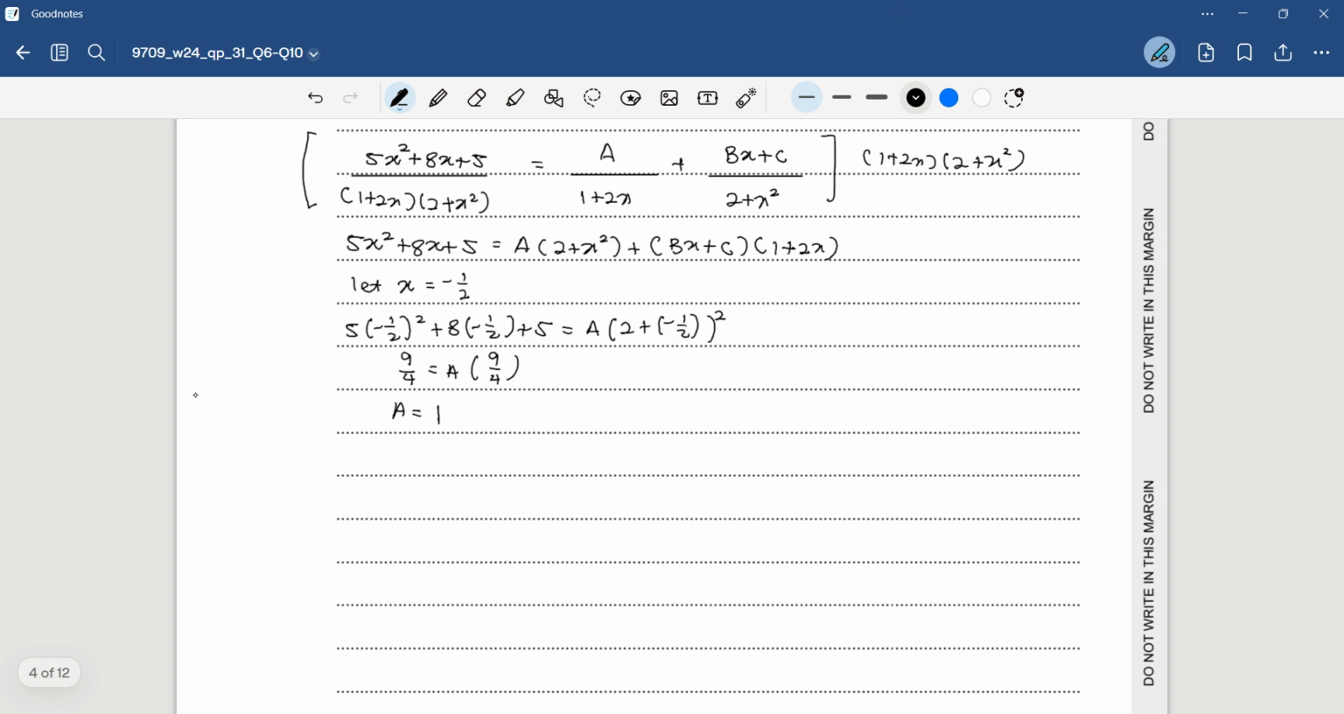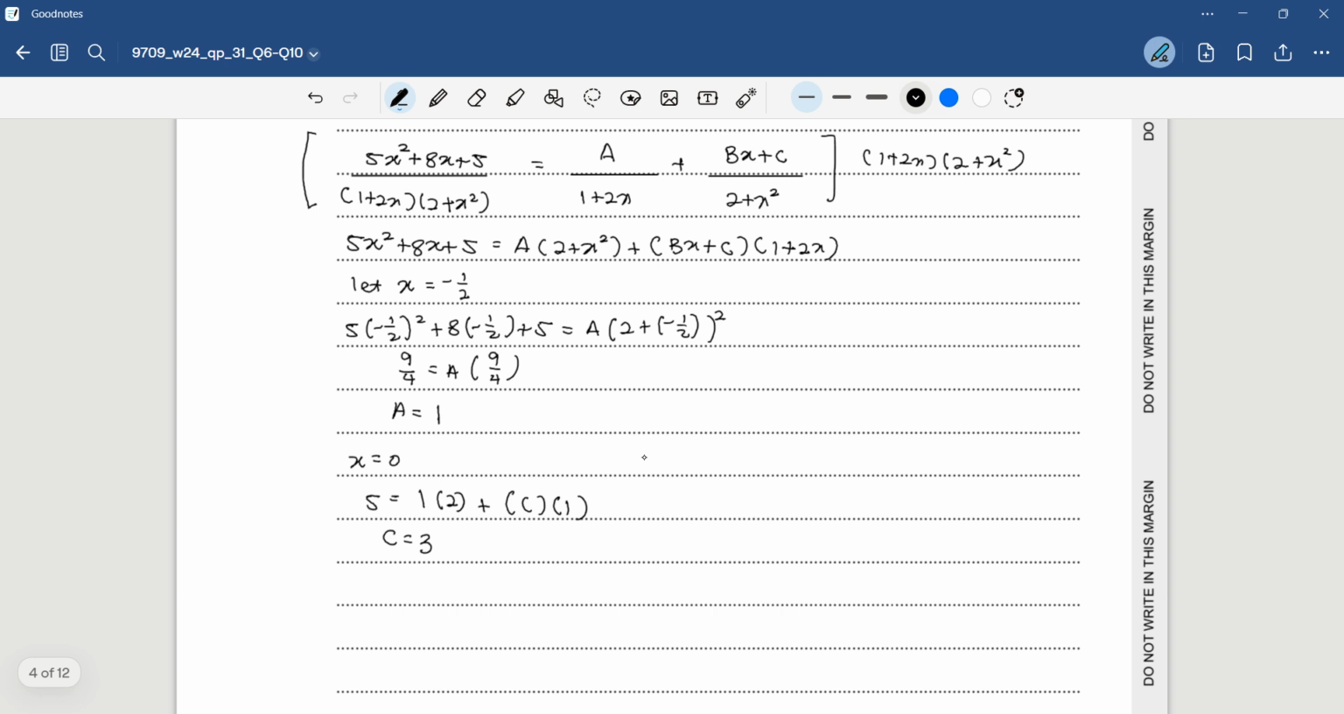Similarly, I use x equal to 0 so that I can eliminate my b. You see, when I put x equal to 0, my b will be 0. So when x equals 0, the left side will be 5. My a value is 1, so 2 plus b will be 0, plus c. Okay, so I can find c already. So c will be 3.